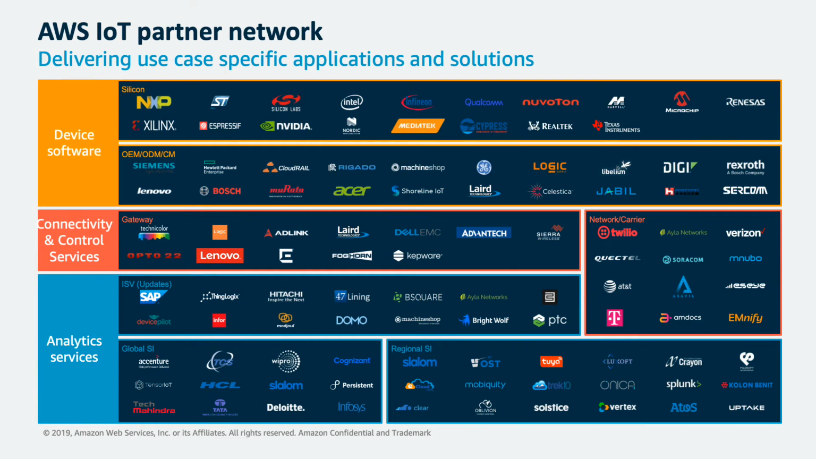We also built a broad partner ecosystem for AWS IoT. We work with partners along the entire value chain, from chipset manufacturers to device makers, OEMs, operating system providers, and communication companies and operators, as well as ISVs and consulting companies.